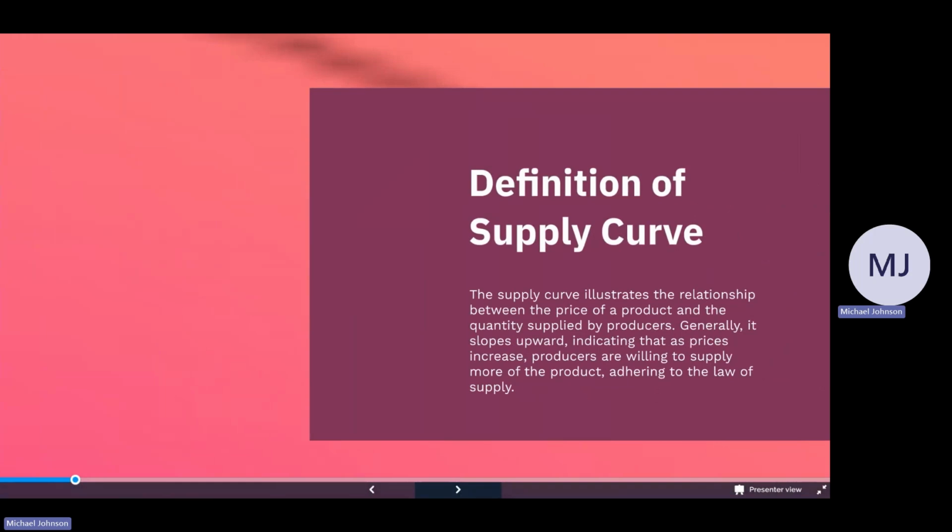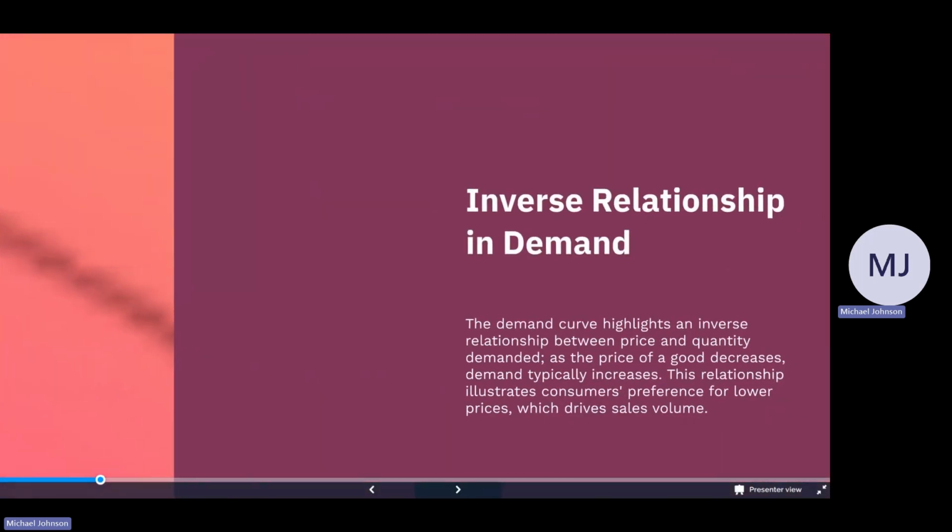Definition of supply curve. The supply curve is the relationship between the price of the product and the quantity supplied by producers. Generally, it slopes upward, indicating that as prices increase, producers are willing to supply more of the product, adhering to the law of supply.